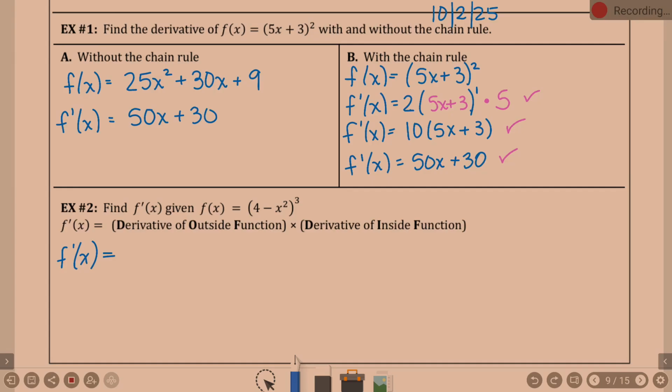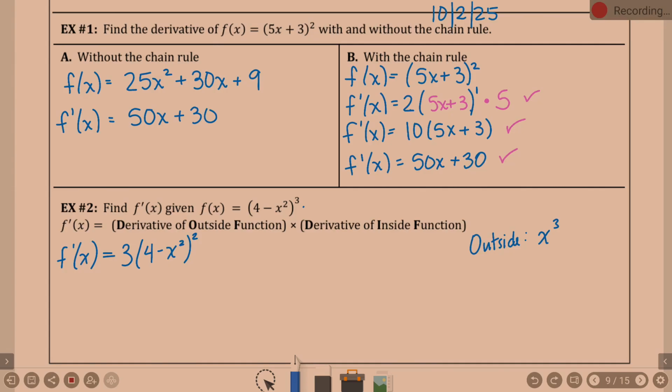Start with the derivative of the outside function. What is my outside function? The outside function is, what do we do when it's something cubed, right? So what are we going to do here? 3. And? Wait, power of 2? Because the derivative of something raised to the third power: multiply 3 out front and subtract 1 from the power. So 3 minus 1 becomes 2.